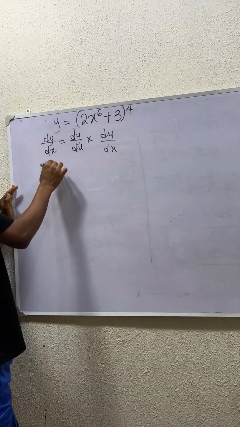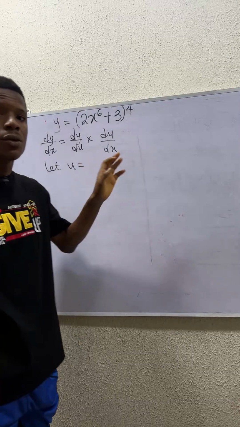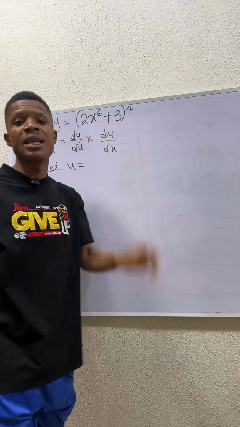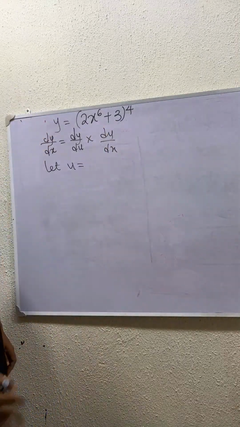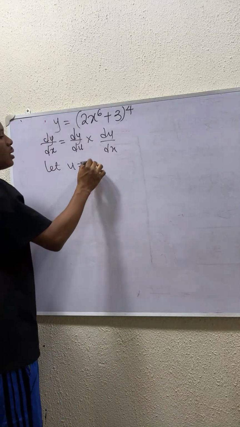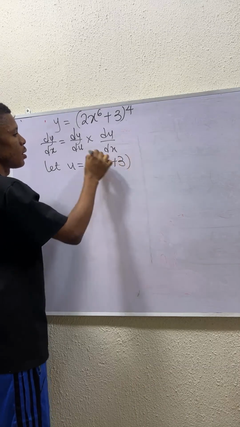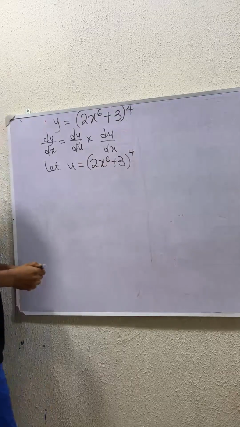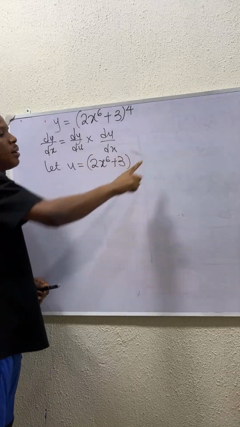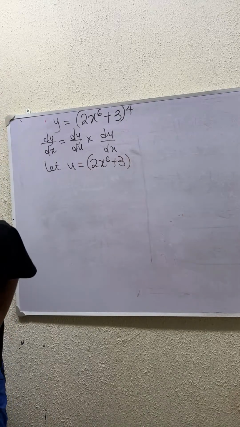It is always advisable to let u be all the terms inside the bracket. The terms inside the bracket are 2x power 6 plus 3. So u is 2x power 6 plus 3, and the power 4 is outside the bracket. My bad, no power 4 inside.